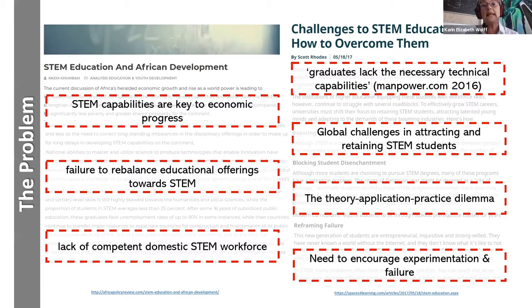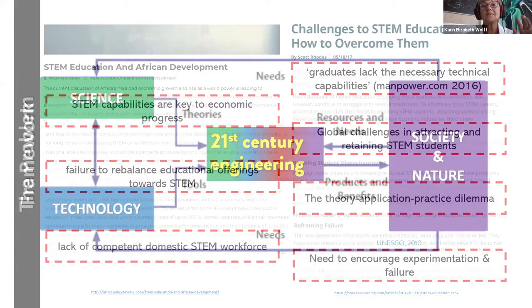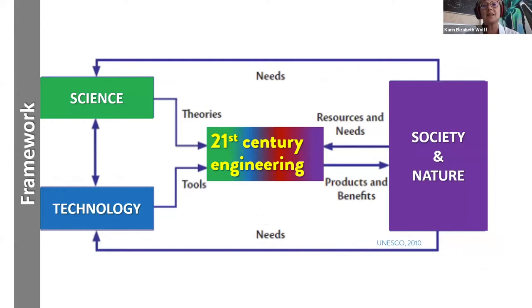So we need a better way to understand how to teach STEM that will enable our students to legitimately participate in society. It sounds like a song from me. I use those terms all the time. And contribute to solving 21st century socioeconomic and technical challenges. Now, engineering is a fantastic example of STEM because it is the relationship between sciences and technologies in service of and in response to society and nature.